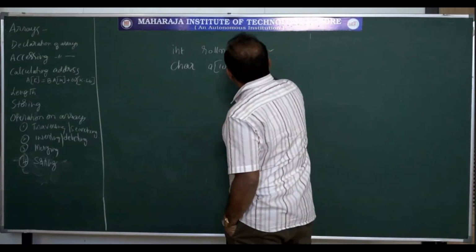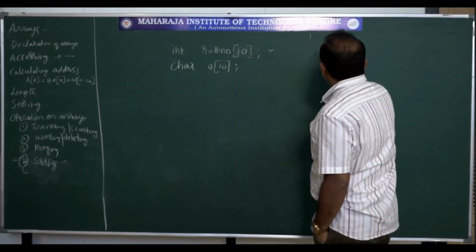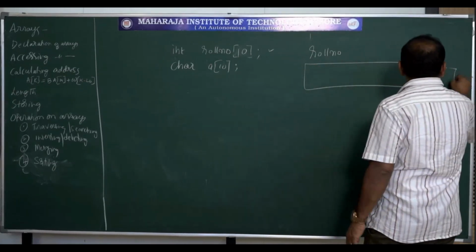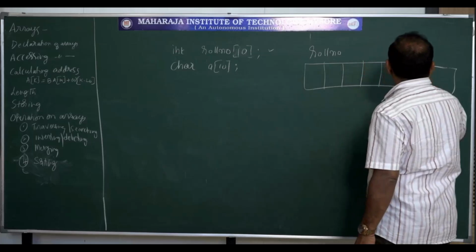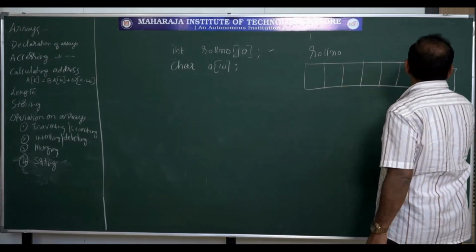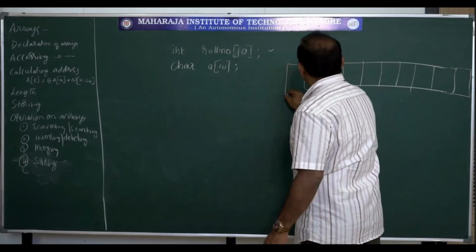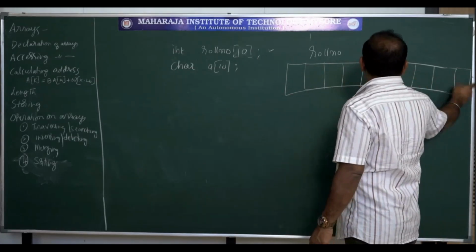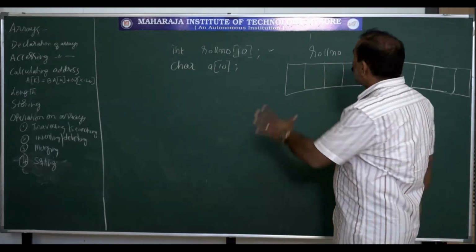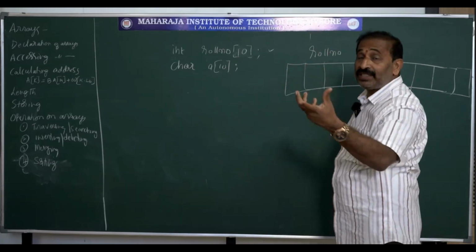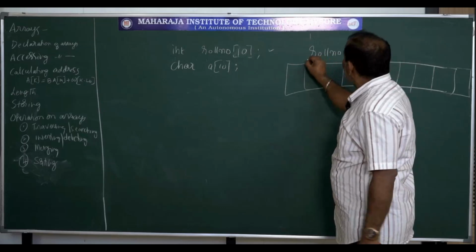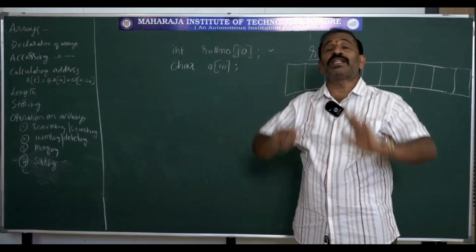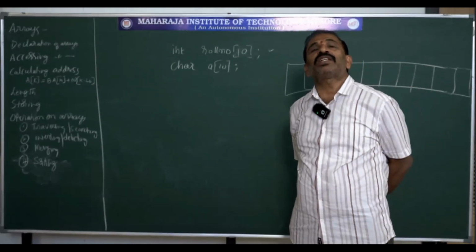When I declare integer roll number 10, it means roll number can now store 10 integers. One here, one here, one here, like this it can store. So this is how you are supposed to start imagining arrays. Whenever you declare an array, some memory locations are allocated to it.